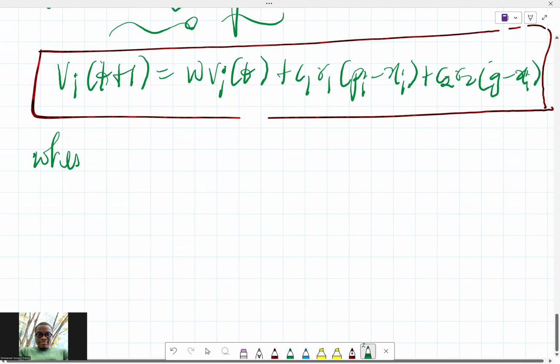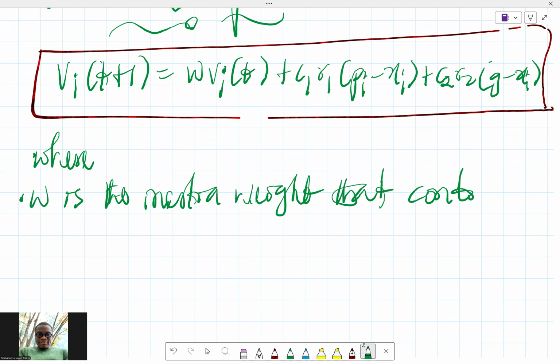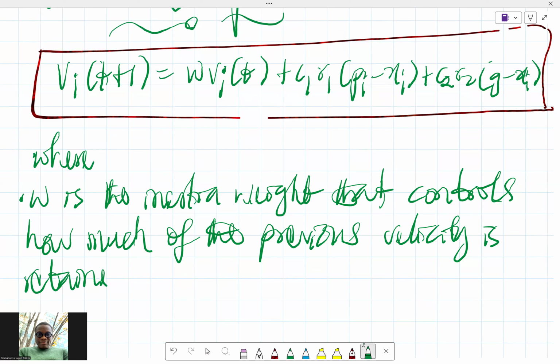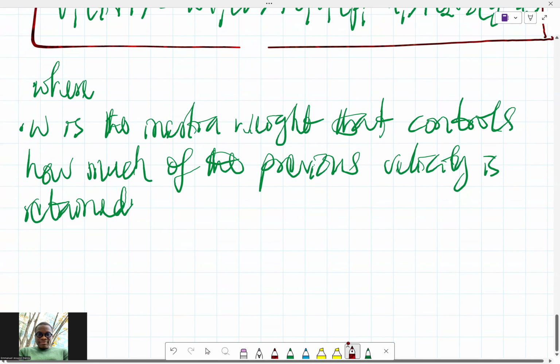W is the inertia weight, the inertia weight that controls how much of the previous velocity is retained. So if omega is 0.5, it means that half of the previous velocity will be retained in the next iteration. Okay. Then we also have C1 and C2.